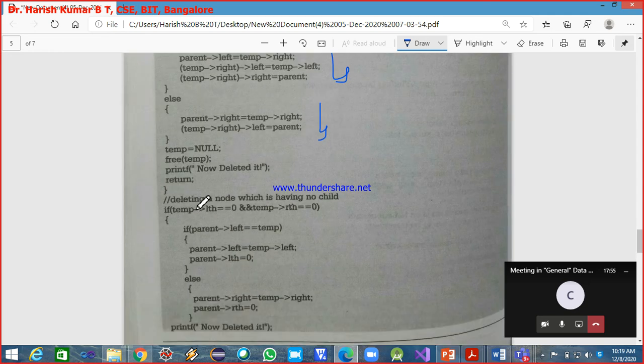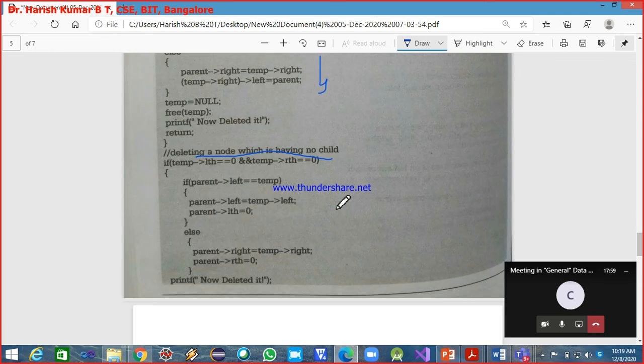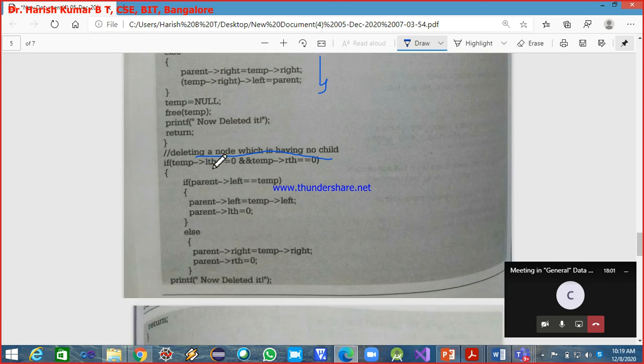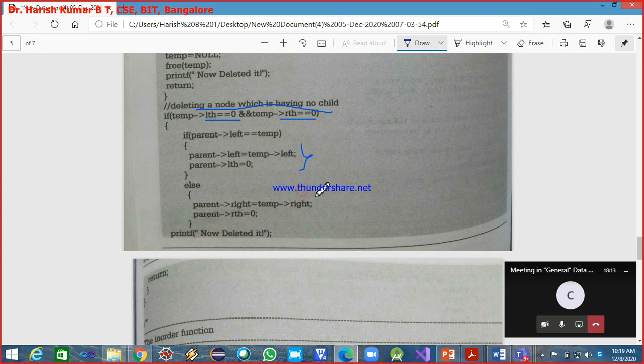And the last option we are taking is if the node doesn't have any child. How do we check that? Temp arrow LTH is 0 and temp arrow RTH is 0. Then parent arrow left is equal to temp. If this is true, this is what we do, else this one. And say node deleted.